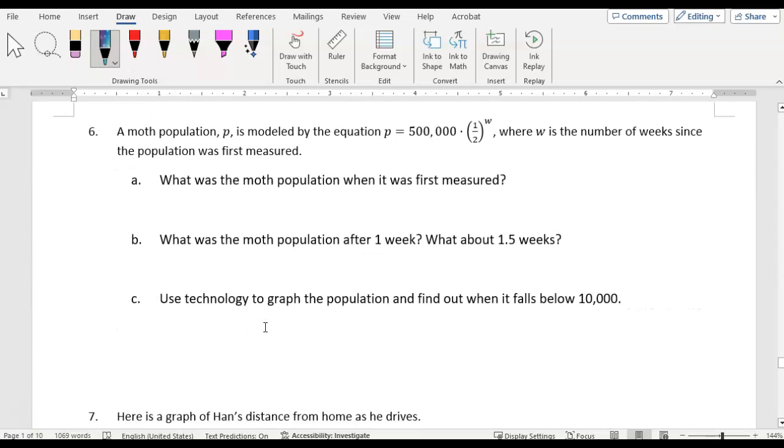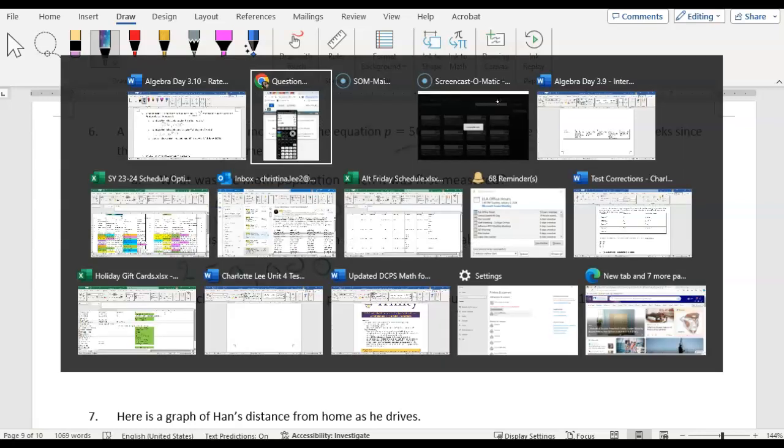All right. Number 6. A moth population P is modeled by the equation 500,000 times 1/2 to the power of W, where W is the number of weeks since the population was first measured. What was the moth population when it was first measured? So that would be when the weeks are 0, and so that would be 500,000. That is our starting amount. The moth population after 1 week would be half of 500,000, so that would be 250,000.